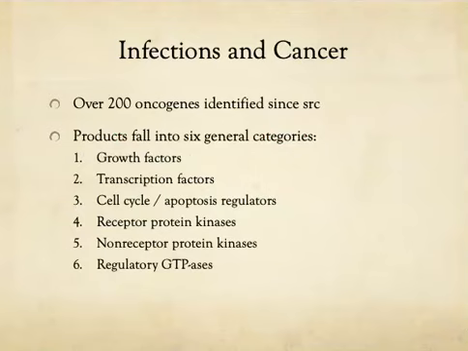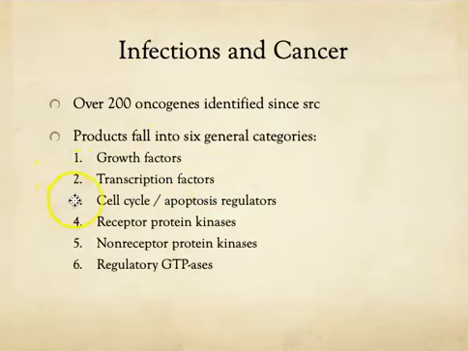Since the time that Peyton Rous did his work in 1911, over 200 oncogenes have been identified. Now, all of these abnormal forms of proto-oncogenes are producing proteins that fall into 6 categories. These are growth factor genes. These are transcription factor genes. And remember, we described a transcription factor as being any compound that's capable of binding to and interacting with the DNA molecule.